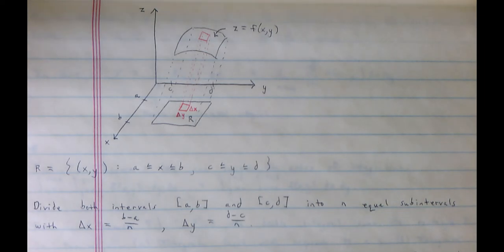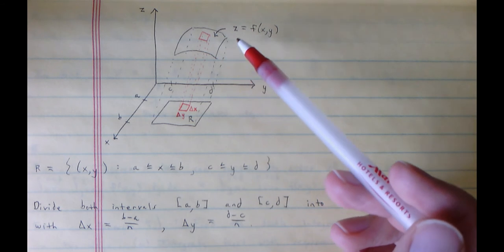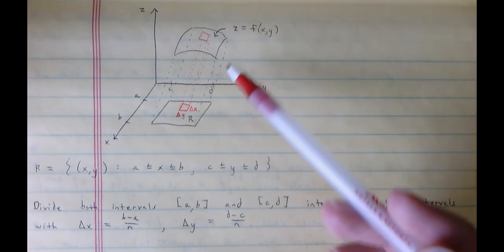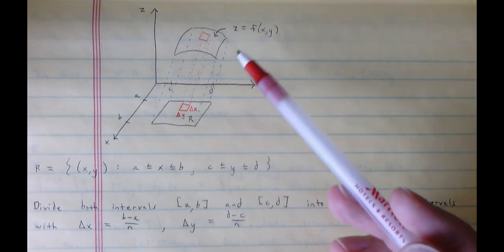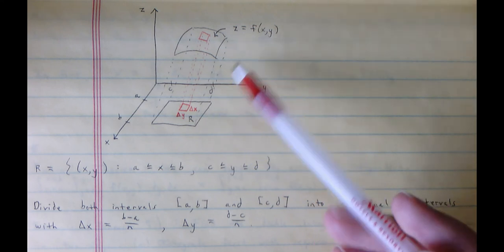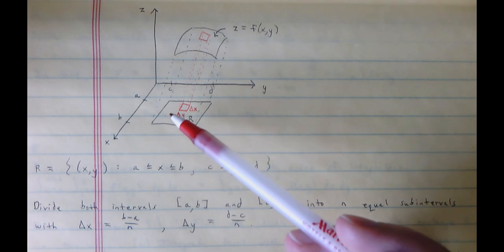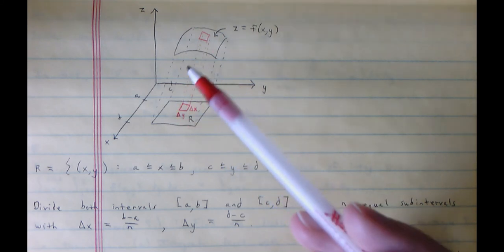I've drawn the coordinate axes, and you can see we have a surface z equals f of x, y. Now this rectangular region R in the xy plane is the domain of our function z equals f of x, y. This is the set of input values, the points that map to a point on the surface.